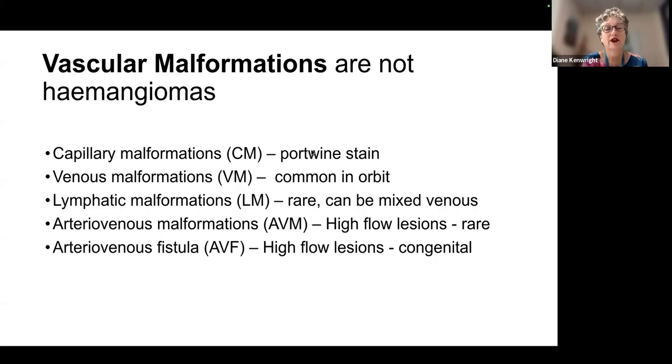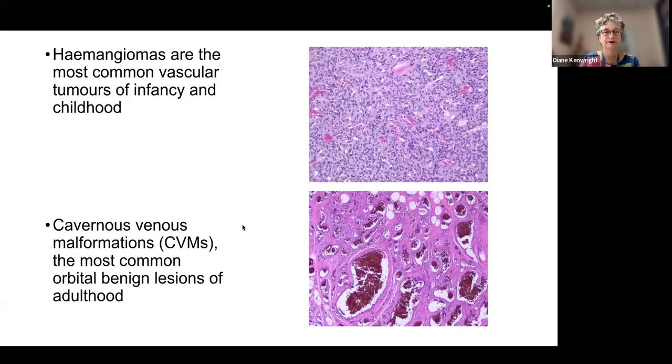We get lots of venous malformations in the orbit. Occasionally, we see lymphatic malformations, but more commonly, they're mixed with venous malformations. We can tell the difference on ultrasound between venous malformations and arteriovenous malformations because the latter, the ones with the arteries in them, are high flow. They're rare, and AV fistulas are also rare, high flow lesions that are congenital.